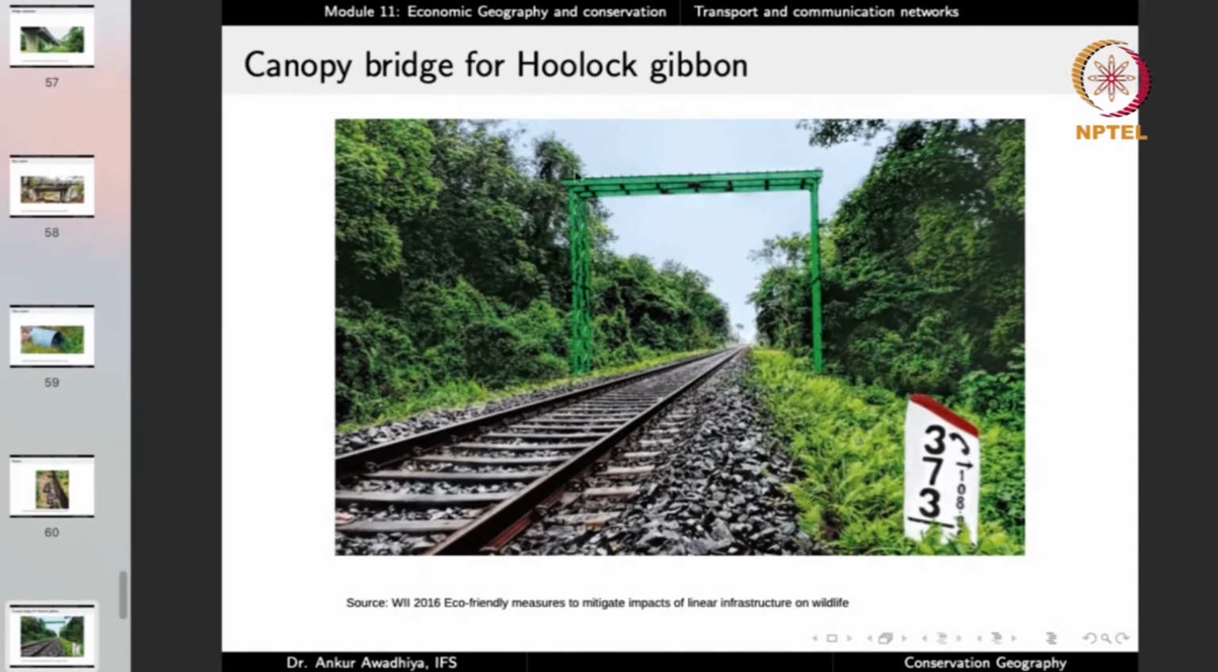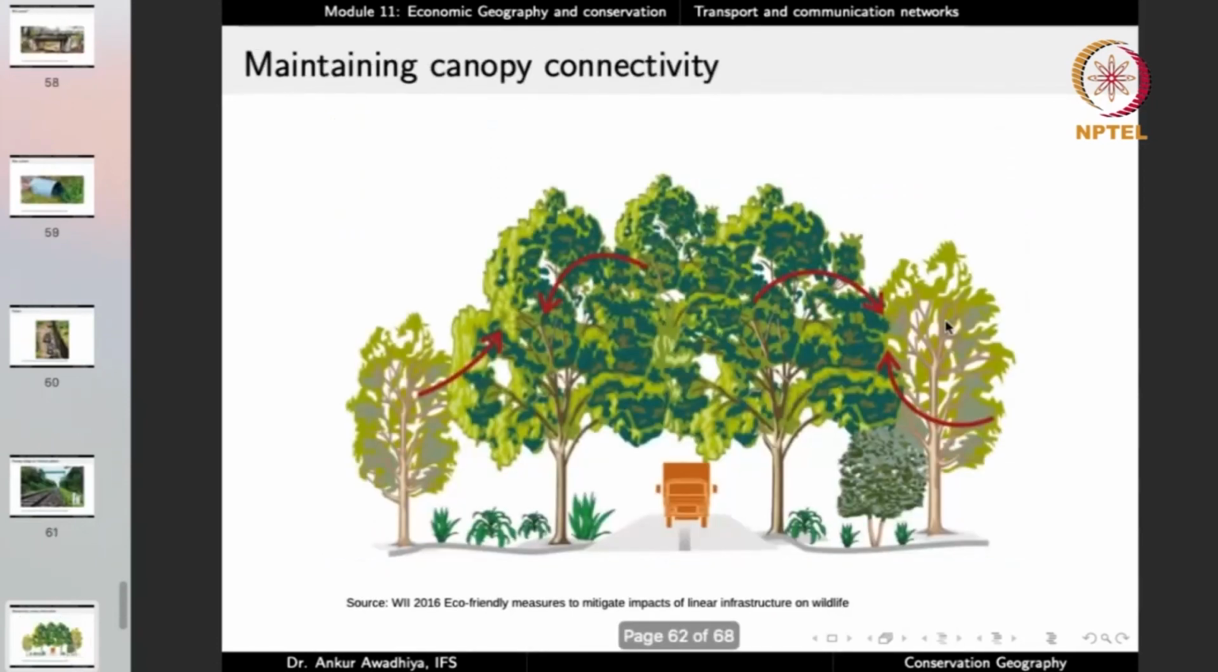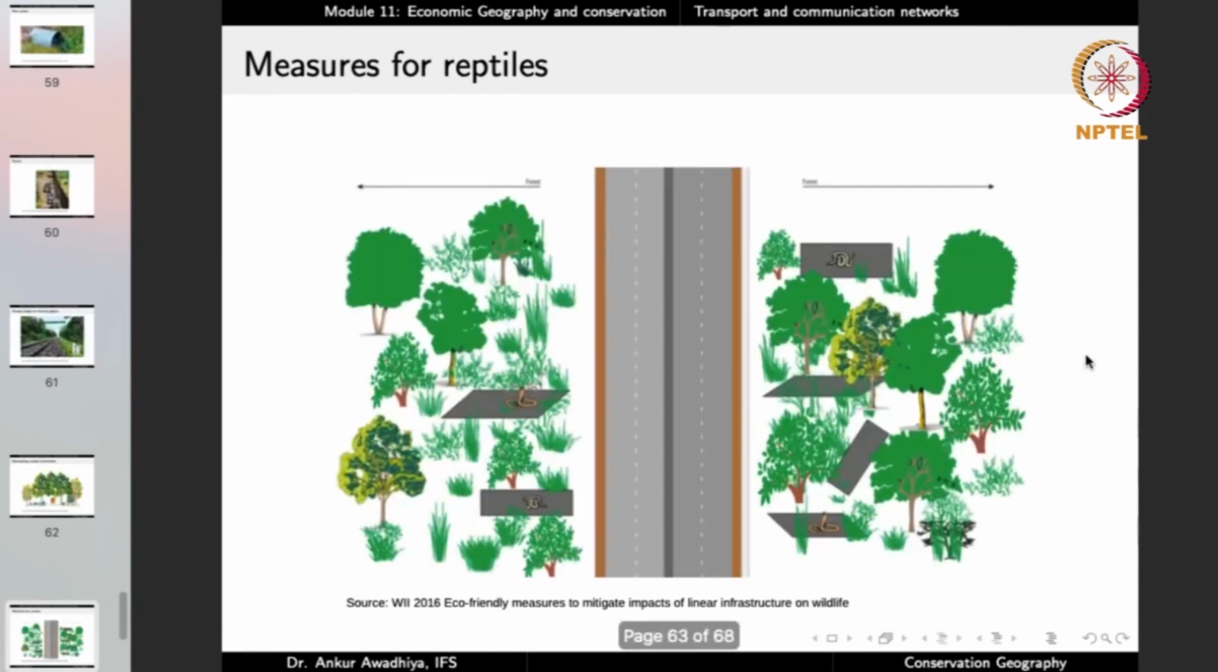This is the example of a canopy bridge that is provided for a hoolock gibbon. So in this case, because you have a railway line here and you do not want the gibbons to cross through these railway lines, you have provided them with this structure so they can always climb, move from one location to another location, even when you have a very high density of railways that are moving. Try to maintain canopy connectivity, that is, plant trees on both sides of the road that permit animals to move from above. The animals do not have to come down and cross the road. As simple as that.